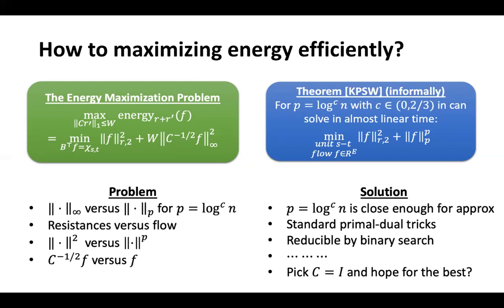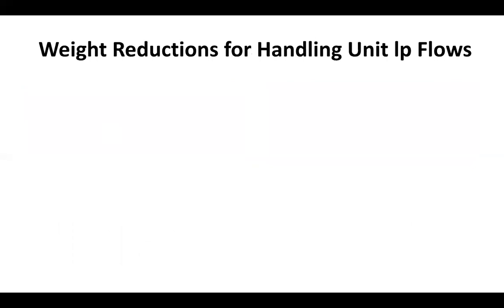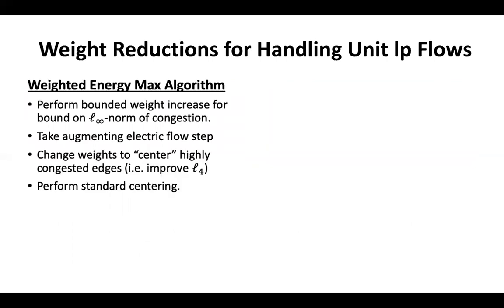So what we do is we just pick C equals the identity matrix and just hope that it works. With a lot of faith, we're able to show that this is enough for our algorithm to work. So let me recap everything. Our algorithm solves this mixed L2-LP flow problem and uses it to compute weight changes. Then we take an electric flow step, do some manual recentering steps, and then do standard recentering. And that's our complete algorithm.